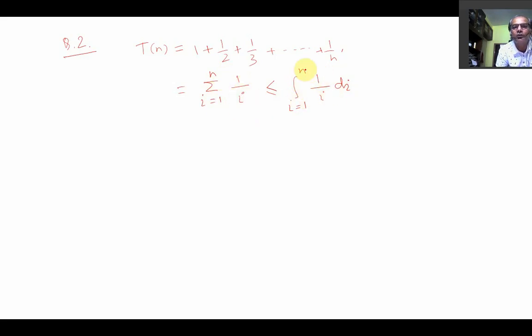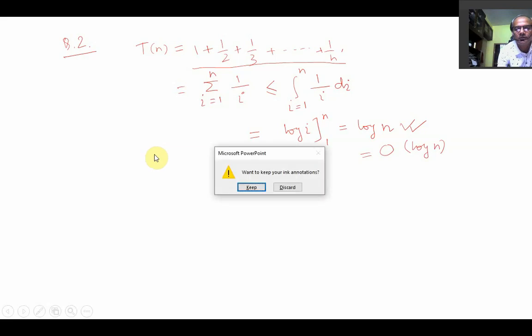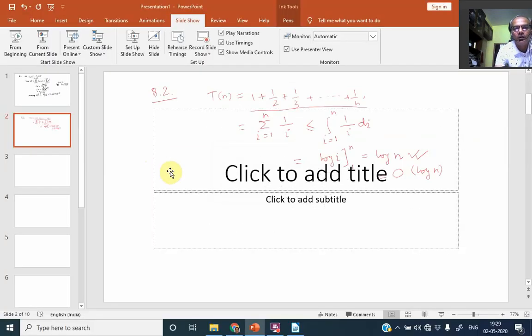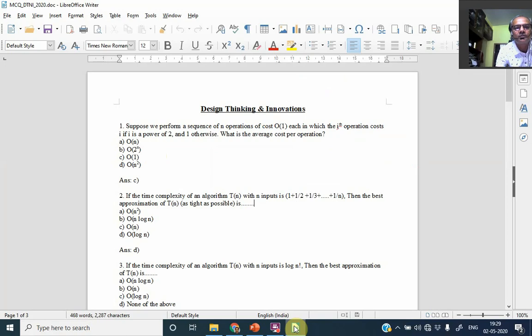We can write this, all of you know about this integration symbol. So what is this? This is log i, where the lower bound is 1 and the upper bound is n, this is basically log of n. So this can be the solution. So the upper bound of this harmonic progression is basically log n. That means it can be written as order of log n, right? So this is the case. Second solution.